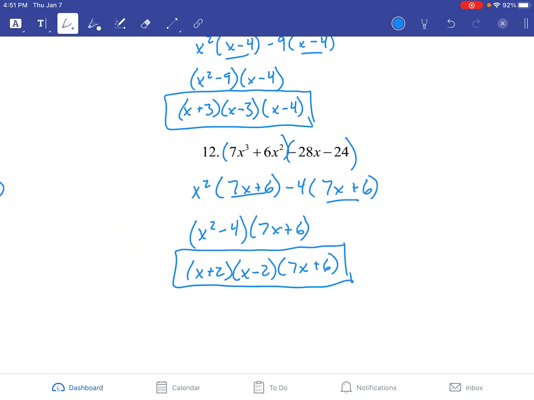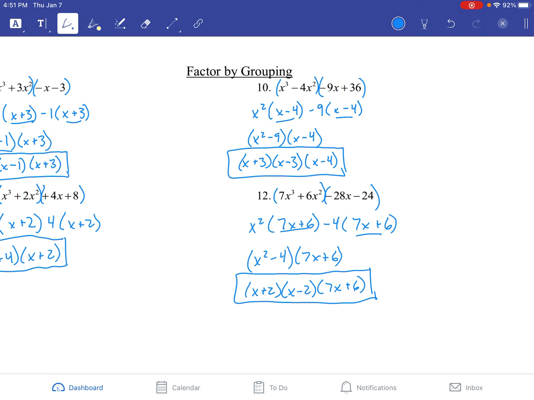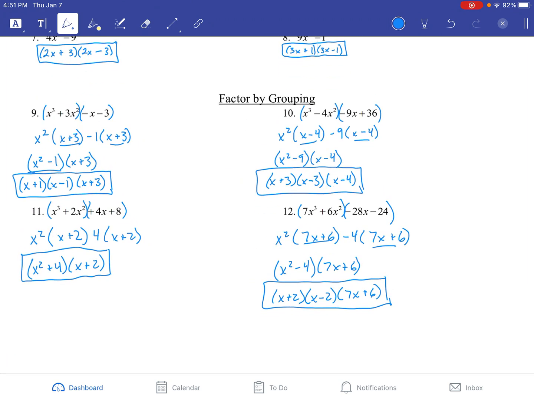And that is it. Those are the different types of factorings that we're going to have for this unit. That is all the factorings we're going to have, so you're going to be responsible for understanding and identifying each different type and then being able to do them.